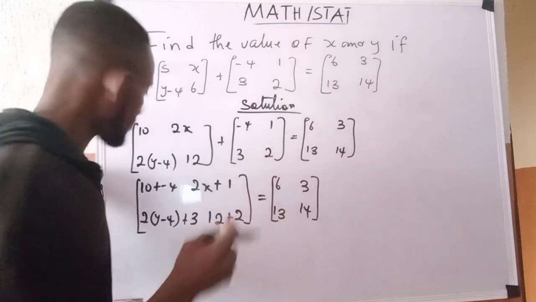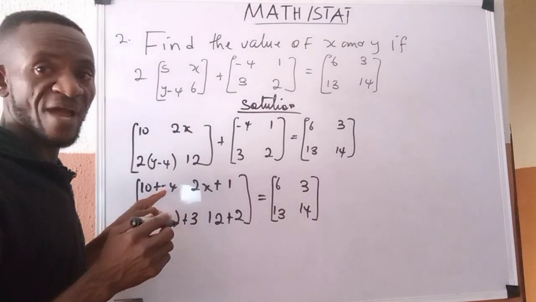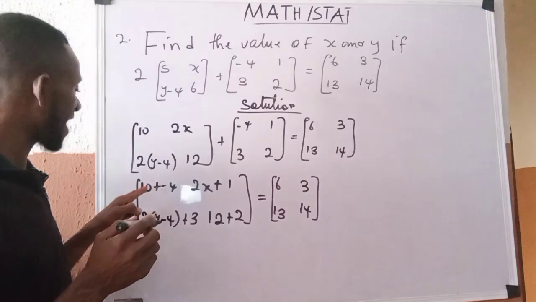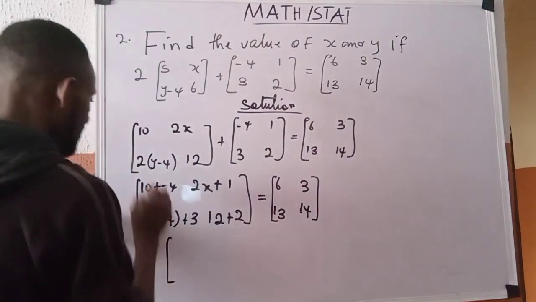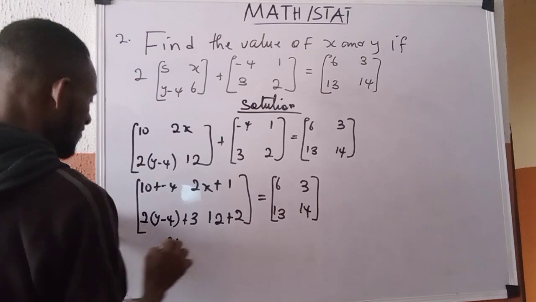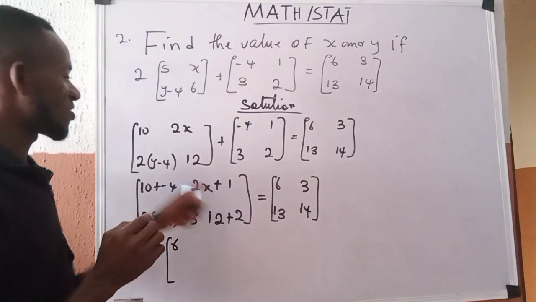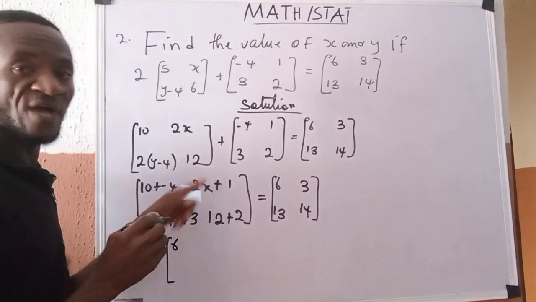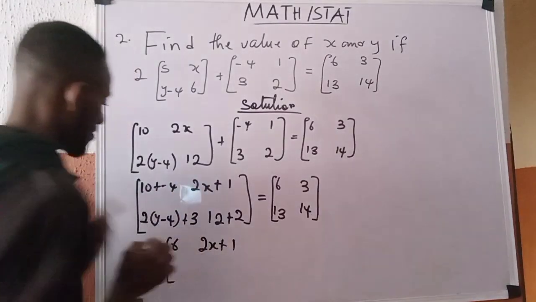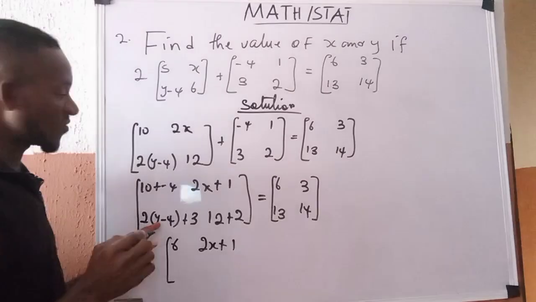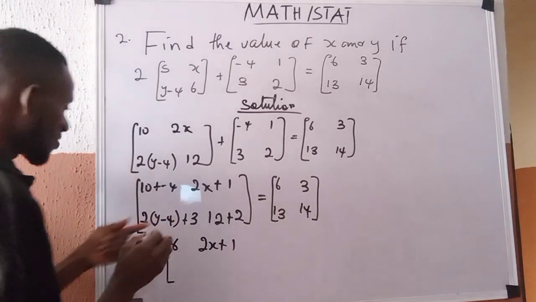I'll move on. Now, plus minus in mathematics is minus. So this is just like 10 minus 4, which will give us 6. We don't know this value, so we just need to write it the way it is. So we have 2x plus 1. We come here. We equally don't know what this value is, so we just need to write it the way it is.